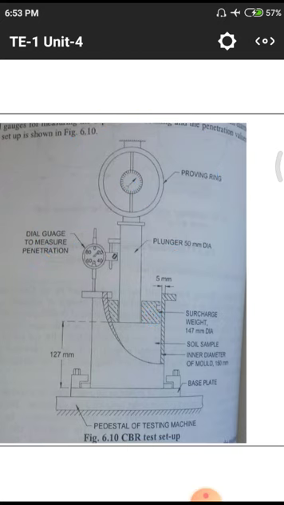Once I explain, we need to collect some quantity of sample from the field and keep it in the mold. After that we need to create some additional load from the top layer, and we need to give some amount of load by external means, simply using electrical power, and we have to give some surcharge load on the soil strata.